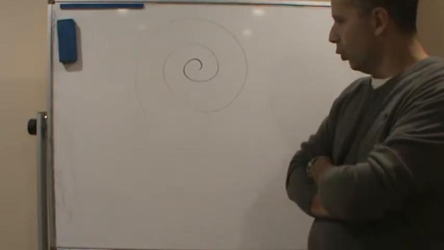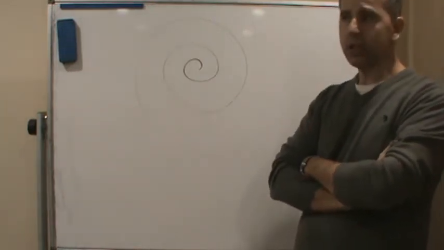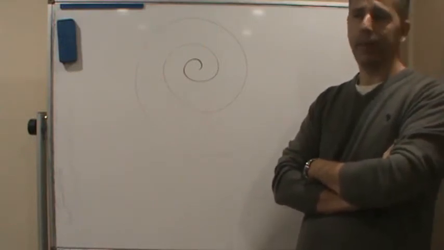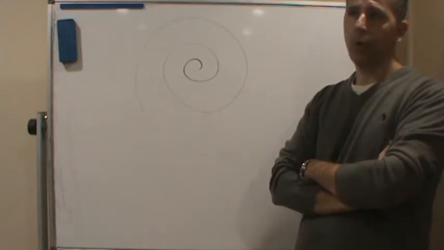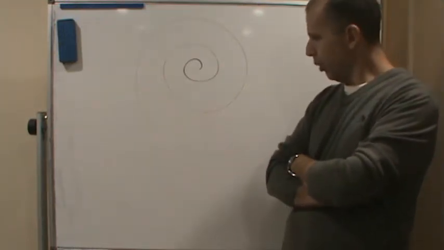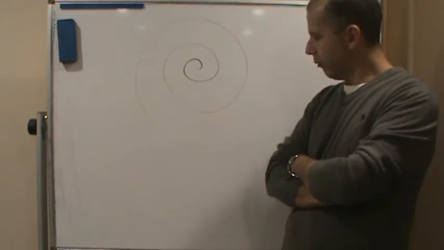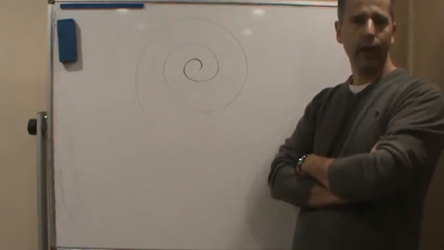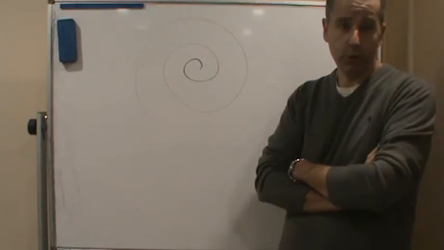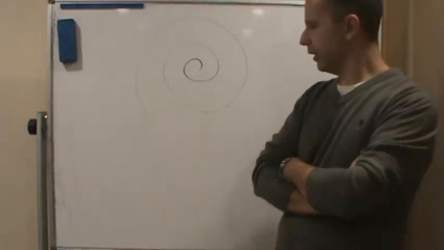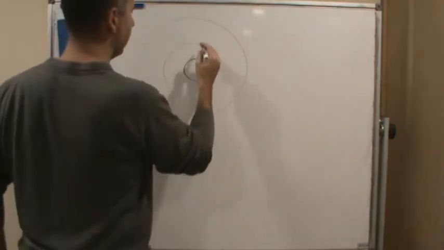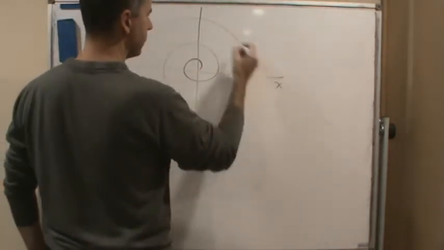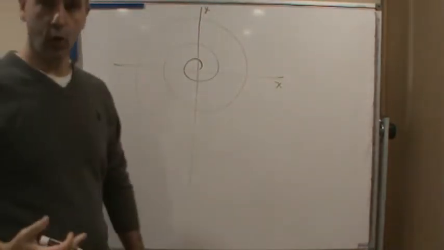But we can much more easily describe the spiral if we had something more designed to handle curves like this. And so we have what's called the polar coordinate system. Instead of having an xy coordinate system, we're going to use the polar coordinate system.